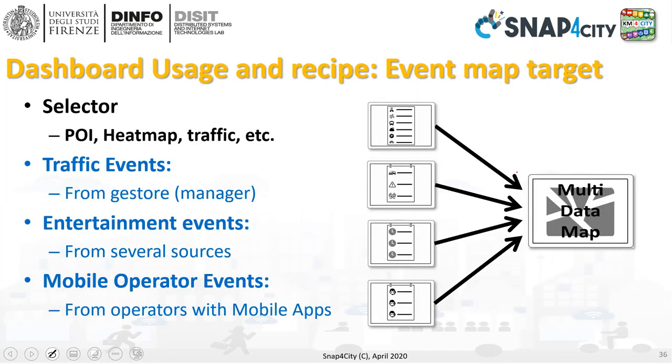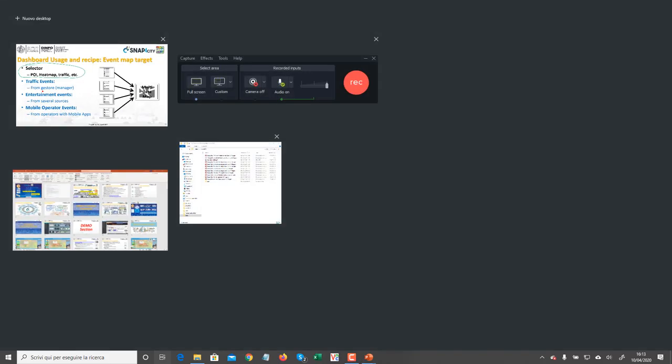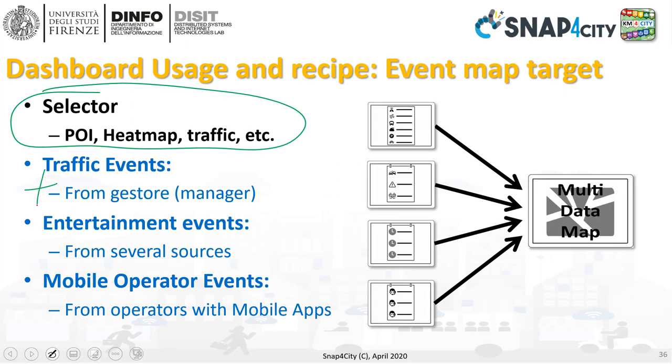So it is possible to send in the multi-data map not only a point of interest, a pin, data, real-time data, or sensor, or others, and as already shown in the past. You can also add traffic events, entertainment events, and mobile operator events in a way that you can put in the same view different selector, different information.